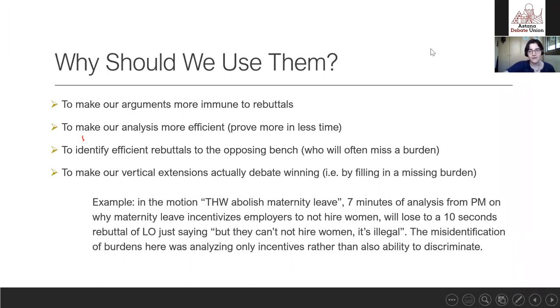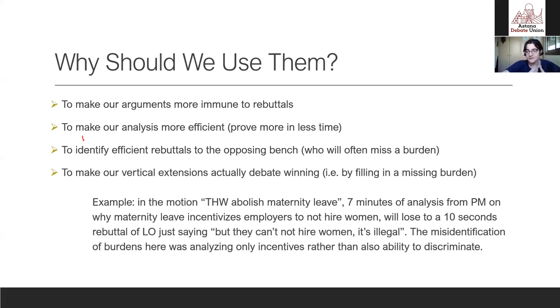Now, why is this important? The reason is the level of your analysis is not directly tied to how much time you spend on it. If it were the case, you couldn't have ever judged debates because everyone talks for the same time.